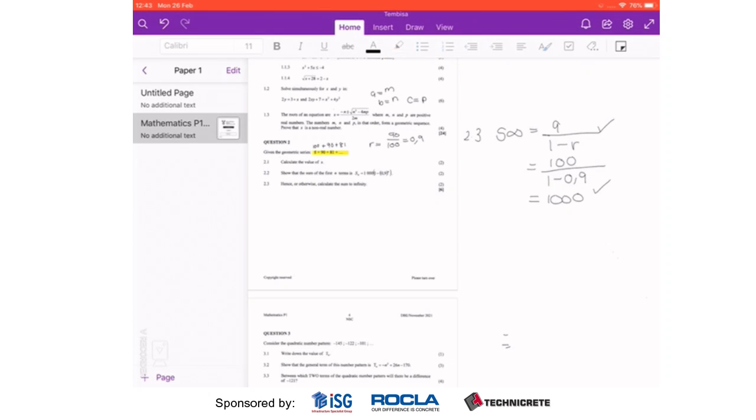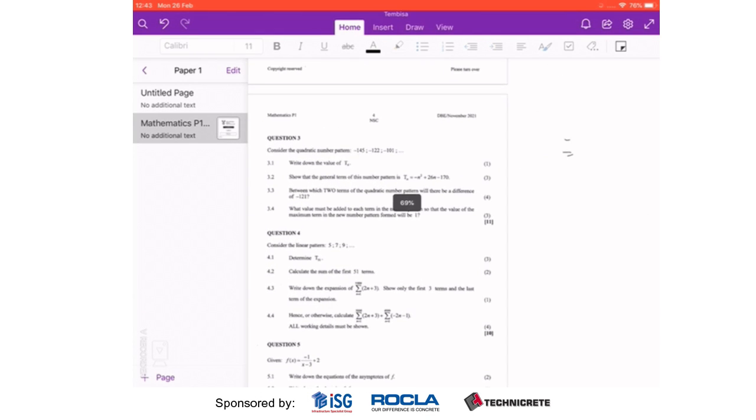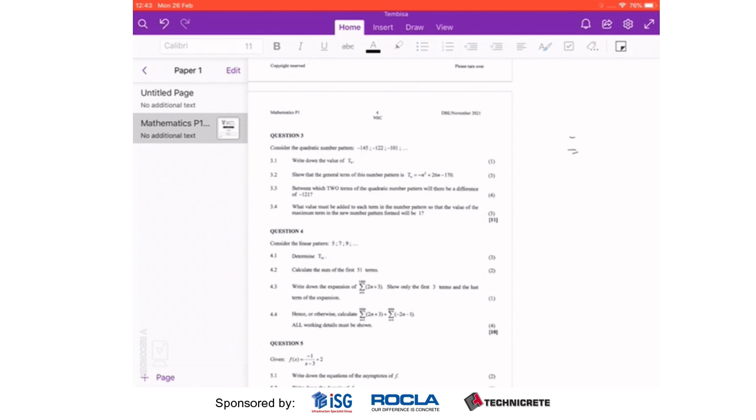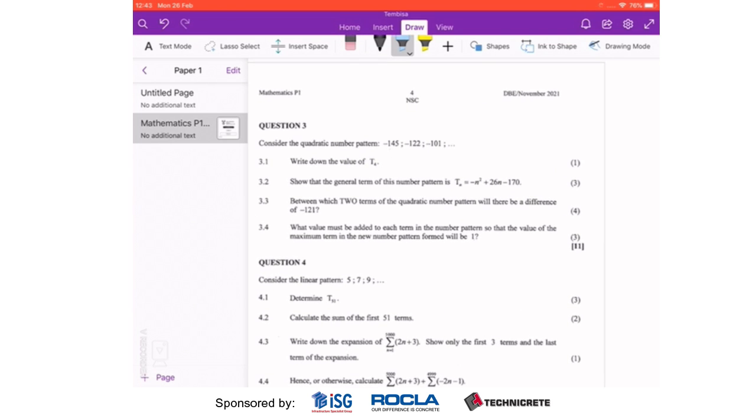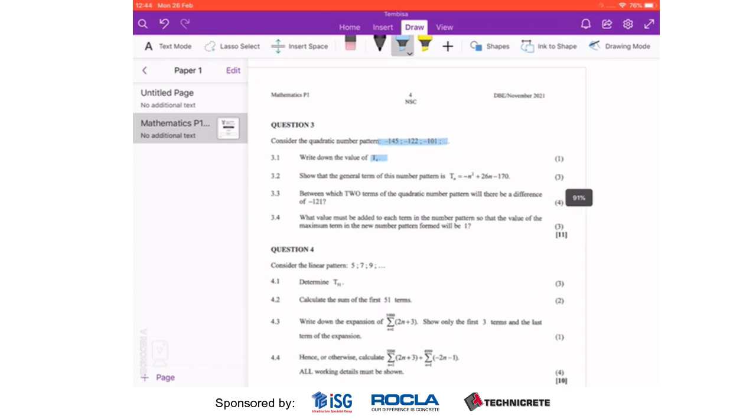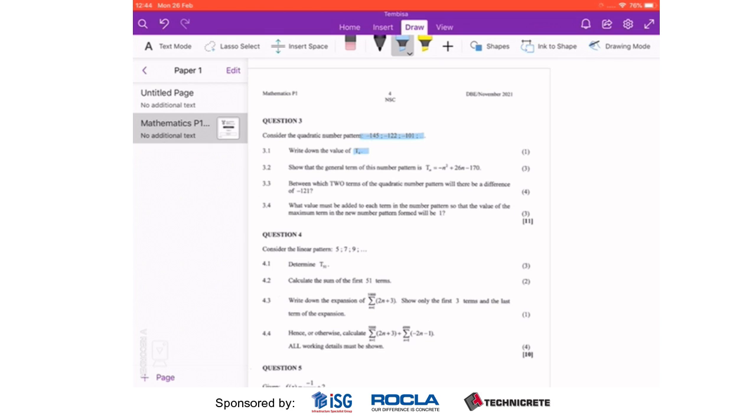Good day. Today we will be looking at question 3 of November 2021. Okay, let's read the question. The question says, consider the quadratic number pattern. The first question says, write down the value of T4. So we just want to continue the pattern. Let's write out our pattern and continue it.